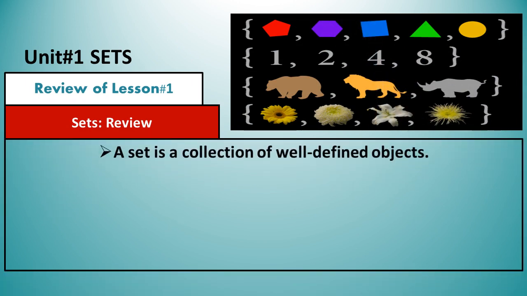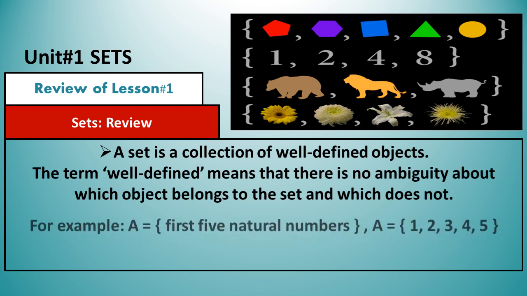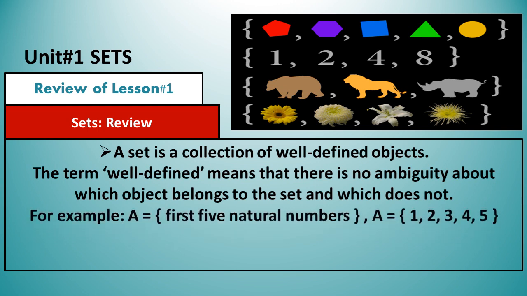Do you know what is meant by set? Yes, very good. Dear students, a set is a collection of well-defined objects. In the previous lesson, we discussed that well-defined means the set has a specific property. The term well-defined means that there is no ambiguity about which object belongs to the set and which does not. For example, set A is equal to first 5 natural numbers is a well-defined set because everyone knows that the first 5 natural numbers are 1, 2, 3, 4 and 5.